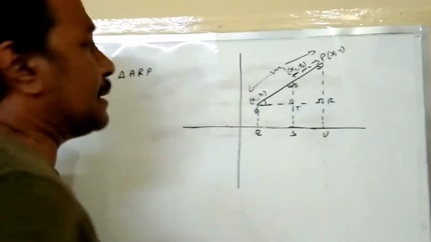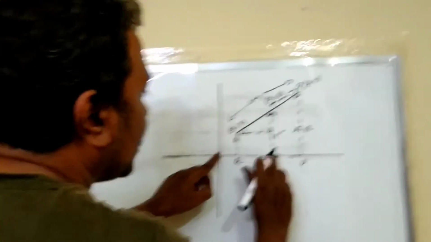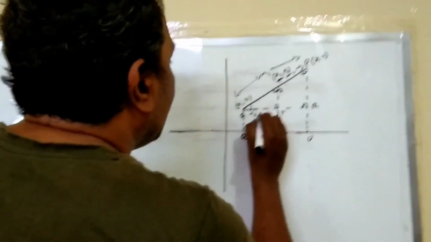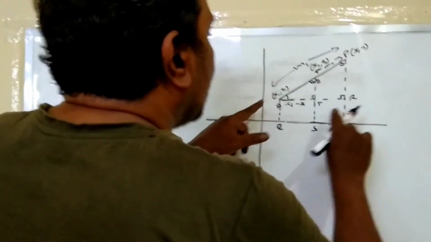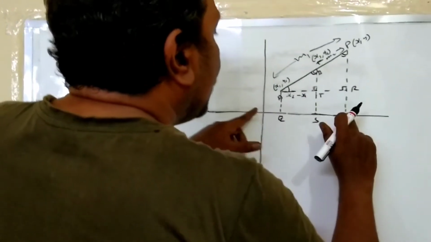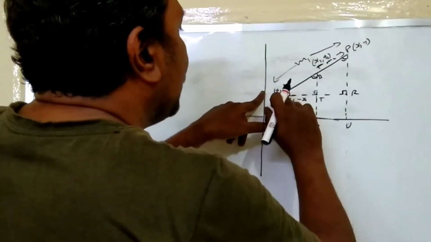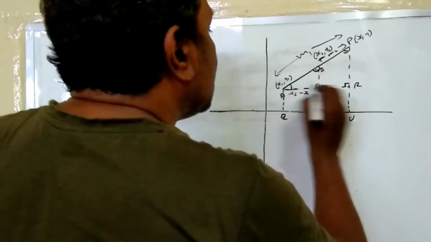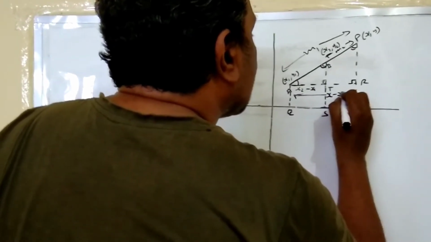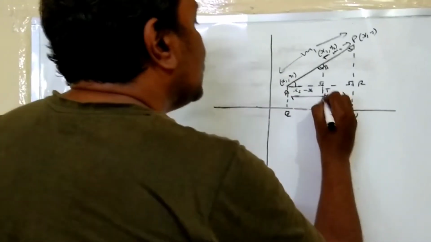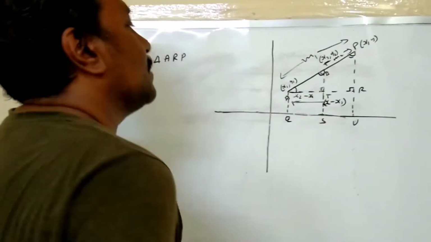The length of line AT is equal to from here to here x1, from here to here x2. So this one becomes x2 minus x1. What about AR? From here to here x, from here to here x1. So this AR is x minus x1. The length of AR is x minus x1. The length of AD is x2 minus x1.